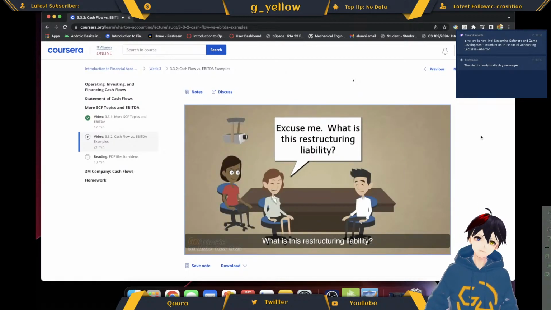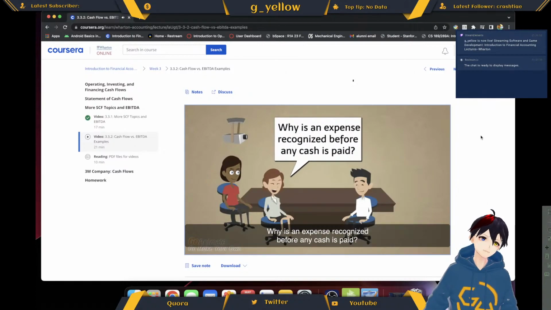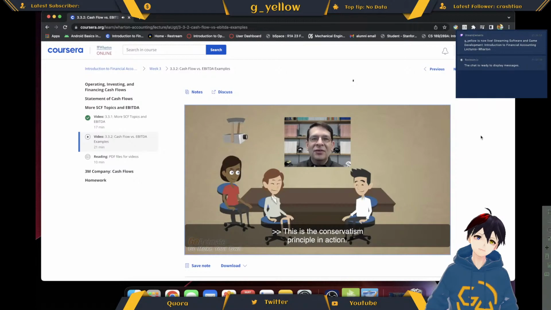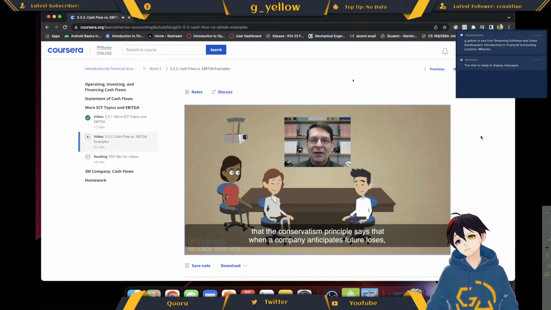Excuse me, what is this restructuring liability? Why is an expense recognized before any cash is paid? This is the Conservatism Principle in action. So we talked about this in prior videos, but the Conservatism Principle says that when a company anticipates future losses, they have to recognize an expense for them today.